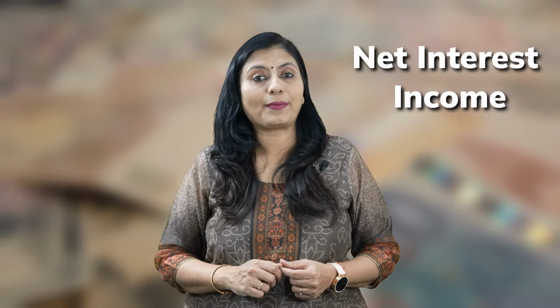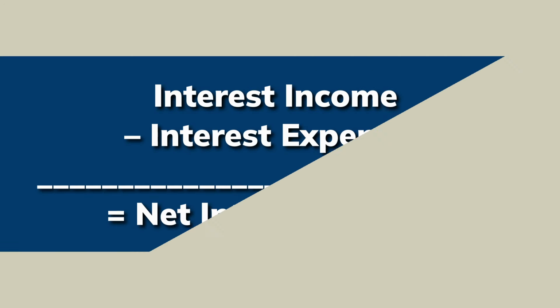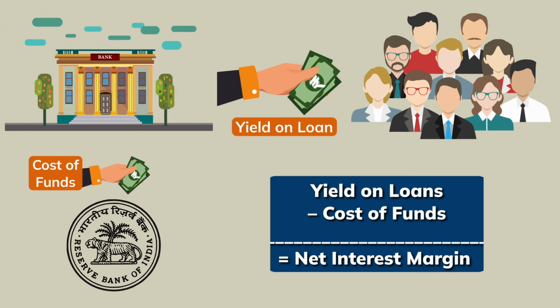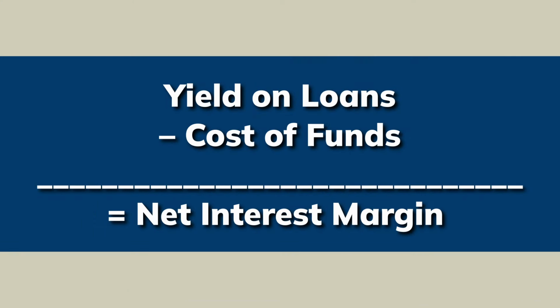Net interest income. This is the spread the bank makes on its lending. It is calculated as interest income minus interest expended. Net interest margin. This is the spread the banks make on its lending. It is the earning which is left after deducting the cost paid to the depositors from its yields on the loan. This is denoted in percentage terms. NIM equals yield on loans minus the cost of funds.